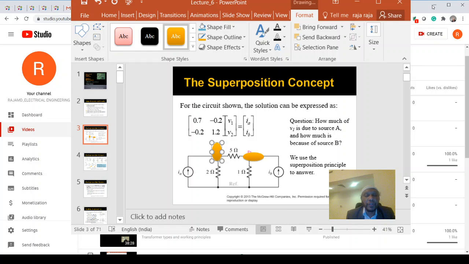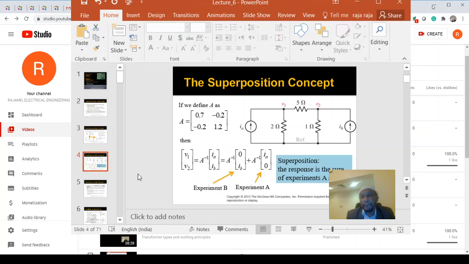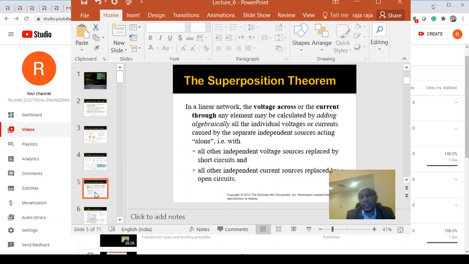Okay, so by using the superposition theorem or principle, we can solve this type of problem. We have to identify the individual source contribution to the particular node voltages. That is the concept of the superposition theorem. Now we move to the next slide. This slide explains the previous example, how we calculate the values using a matrix, and this is the mathematical part. Then we move to the next one, the superposition theorem statement.